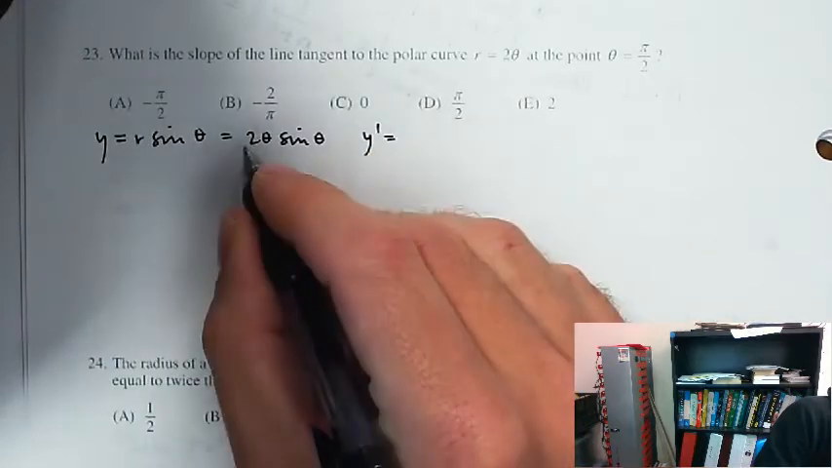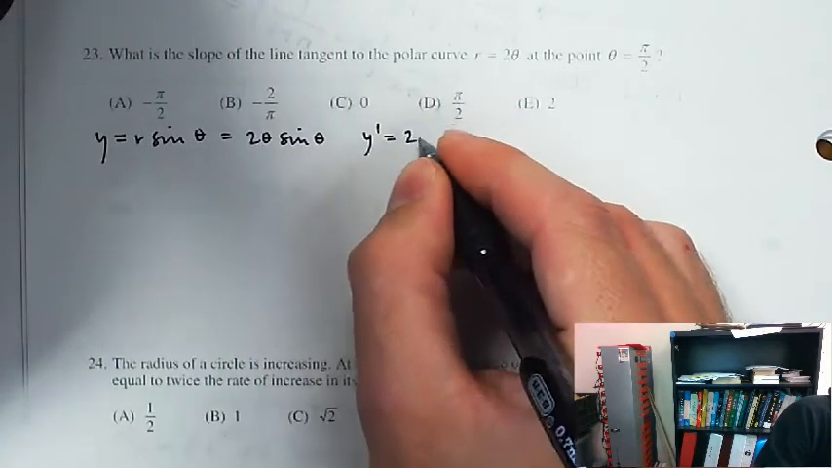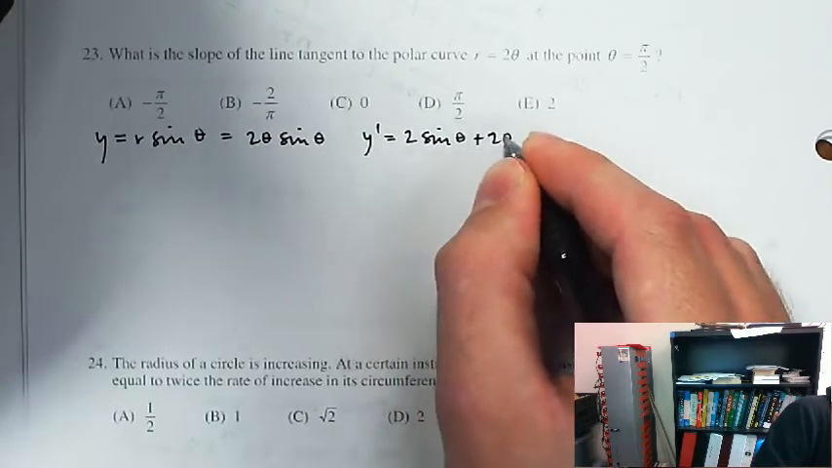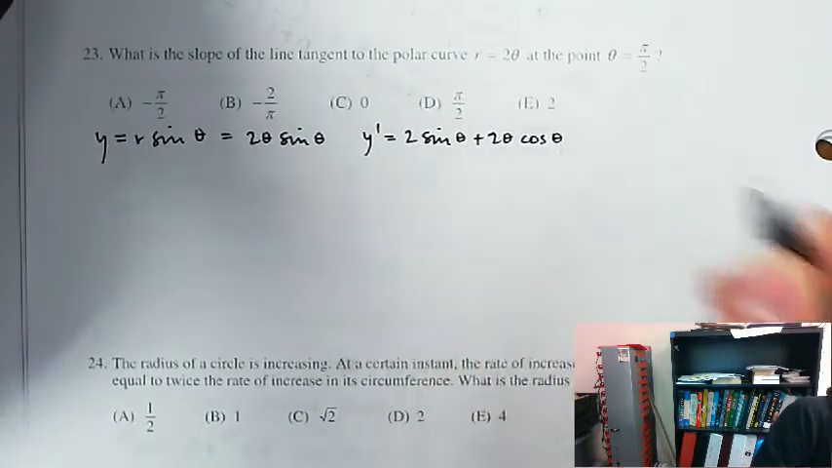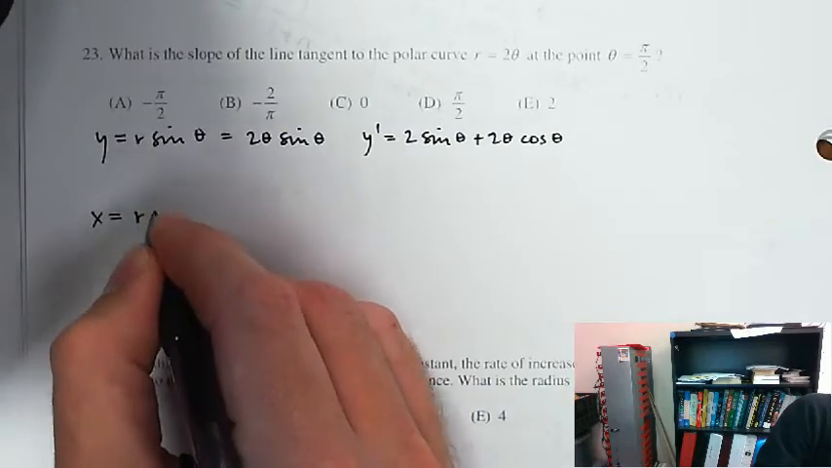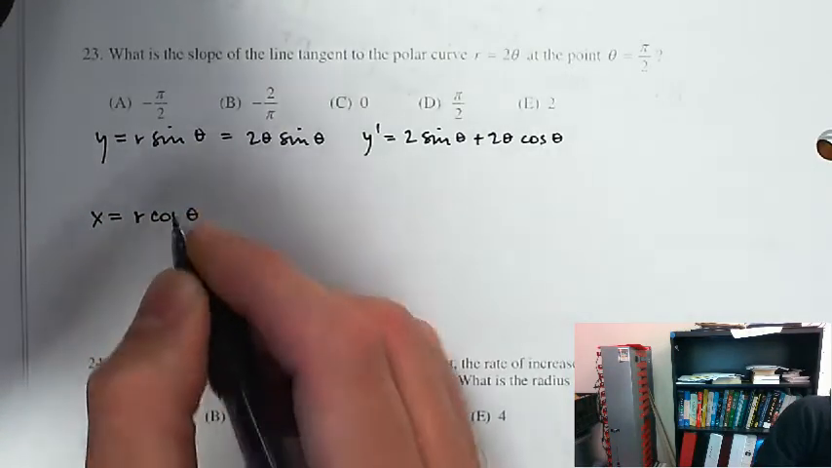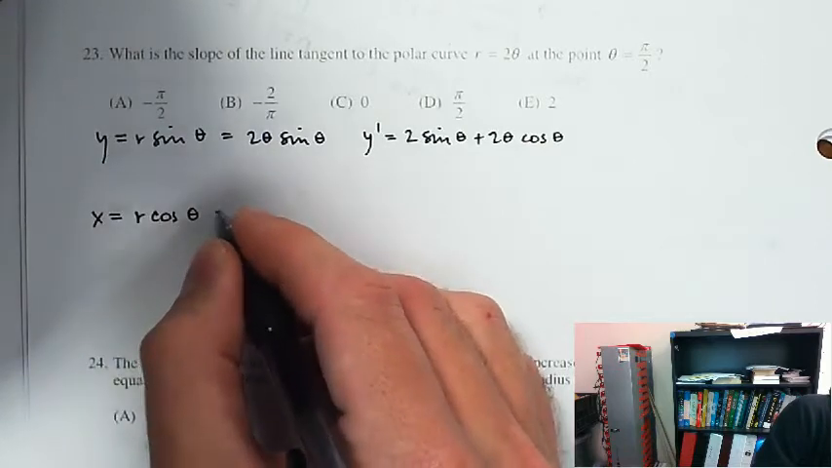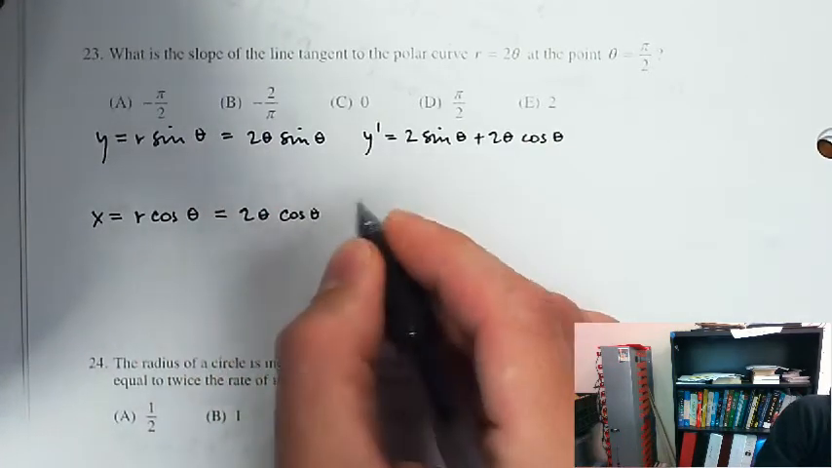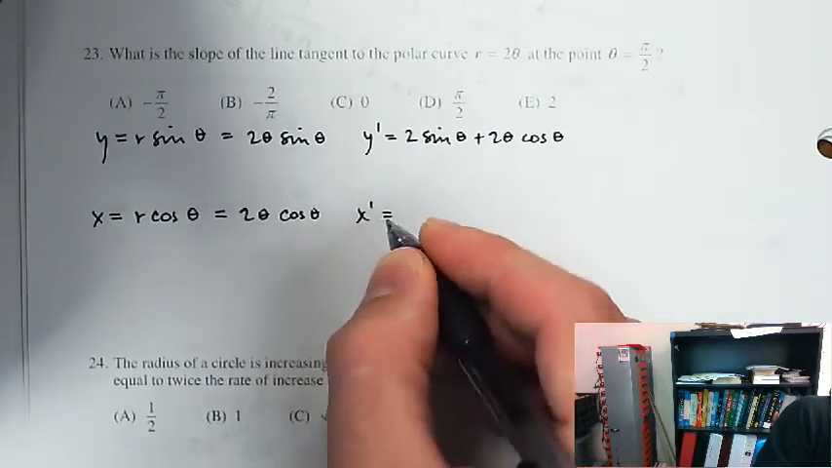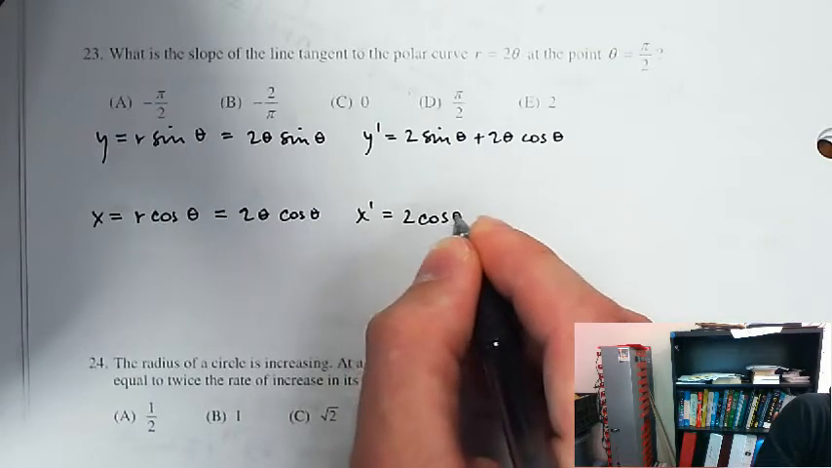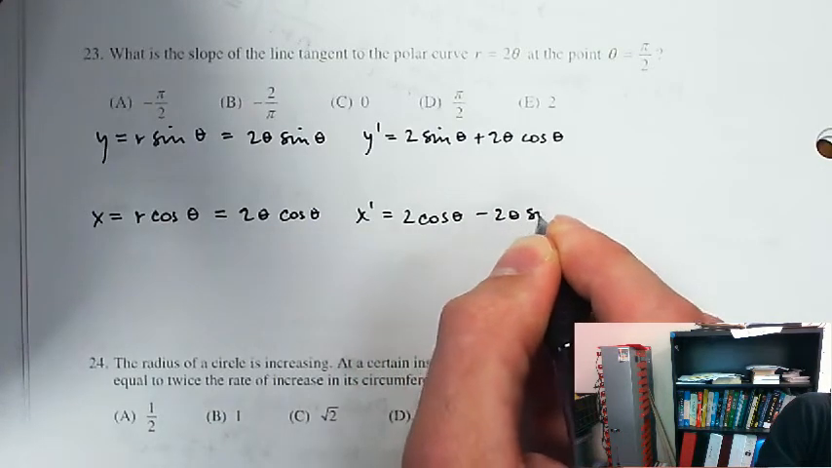Okay, y prime, I'm going to use the product rule: derivative of this, leave the other one the same, then leave 2 theta the same, and take the derivative. Okay. I'm going to do the same thing for x. And that's going to be 2 theta cosine theta. And x prime is going to be equal to 2 sine theta minus 2 theta sine theta.